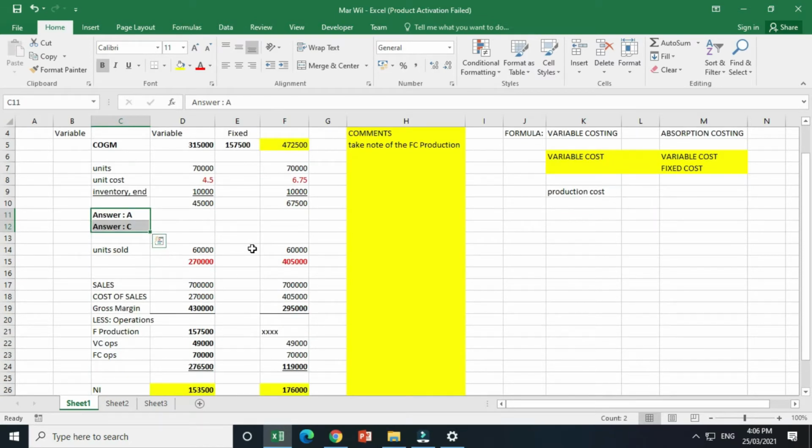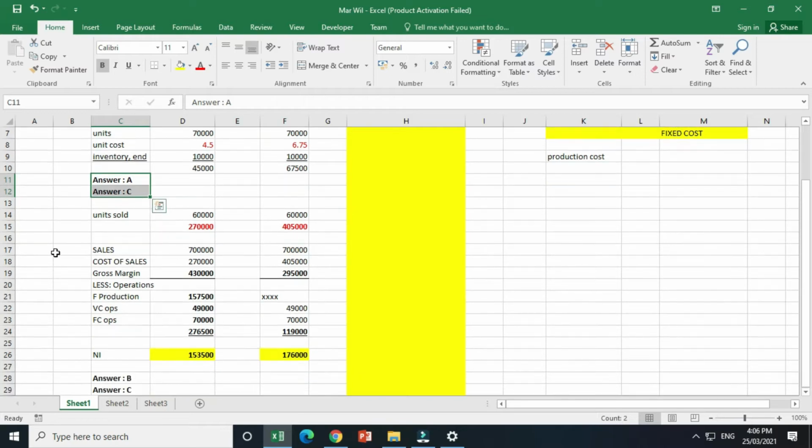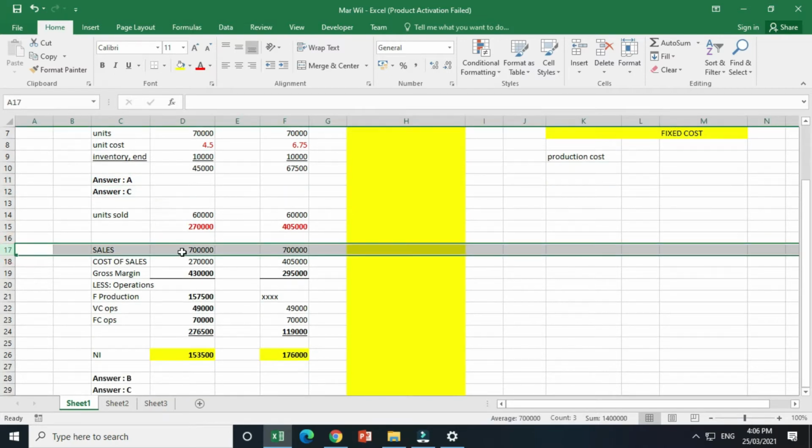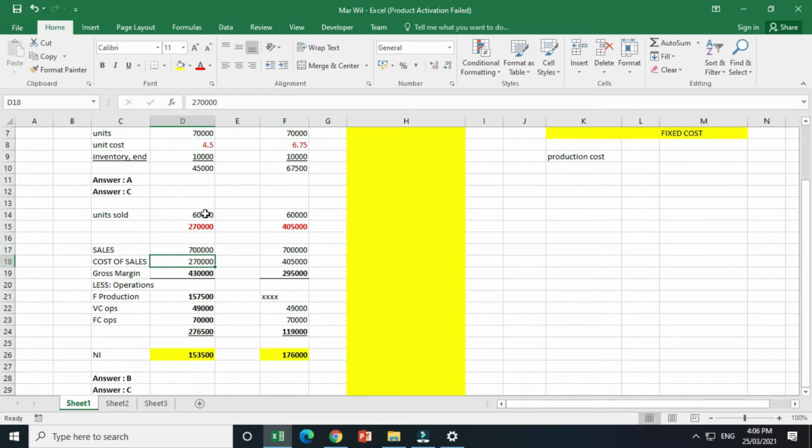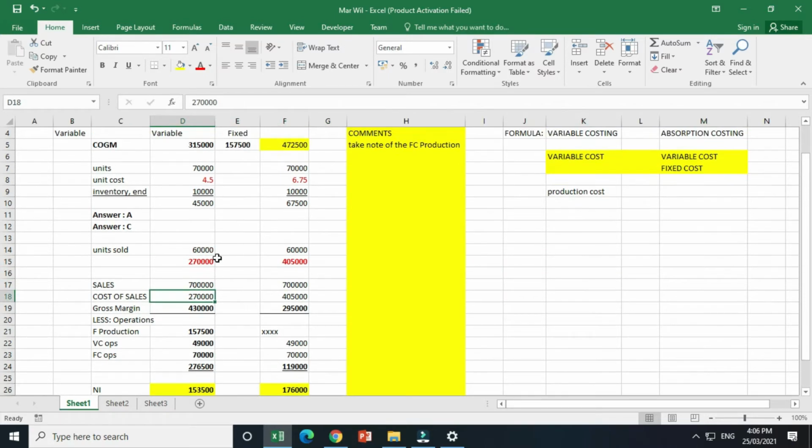So we go now to the income. So again, income starts with sales, right? So given 700,000, and the cost of sales is computed like this. The problem says 60,000 are being sold. We already computed the unit cost, so we merely multiply that. 4.5 times 60,000, 270,000, the cost of sales. So 700,000 minus cost of sales, 270,000. The gross margin is 430,000 under the variable costing.